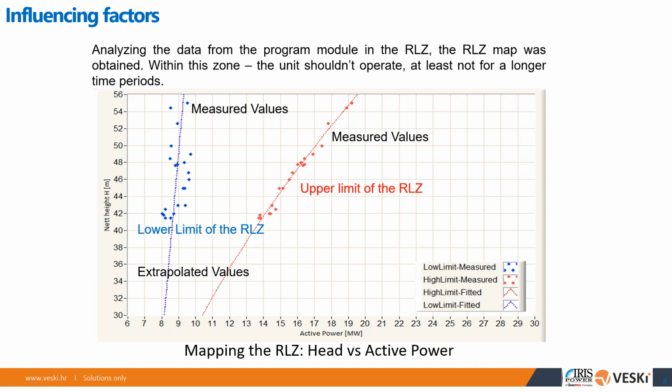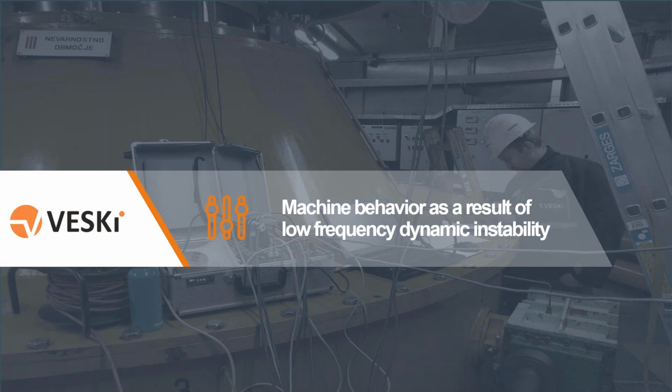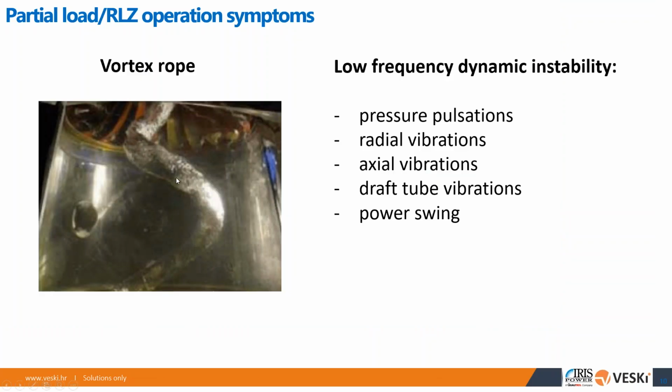All right, so this is just an intro about the rough load zone, and you can ask questions later. So how does the machine behave when it operates in that power span? There are two mostly known outcomes of working in a rough load zone. The first one, and everybody knows about it, is called the vortex rope.